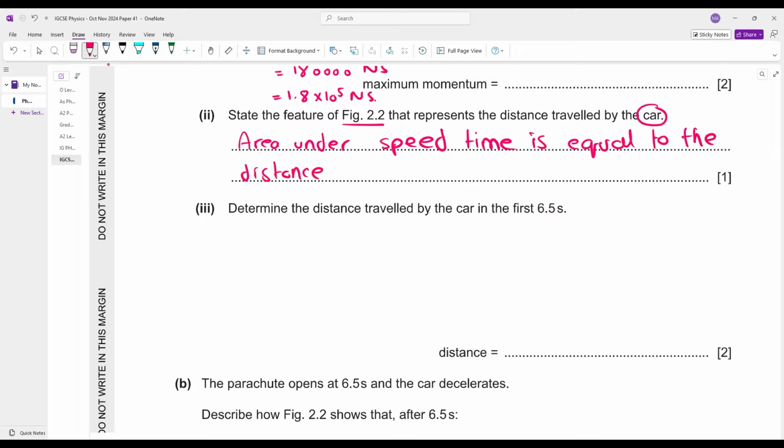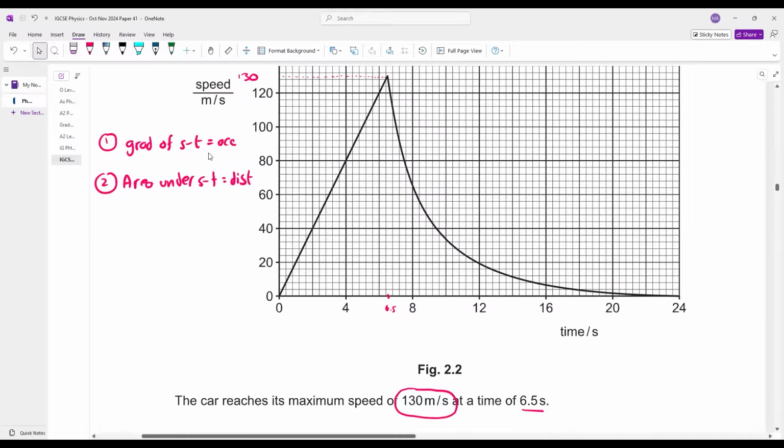You have to calculate the distance traveled by the car in the first 6.5 seconds.